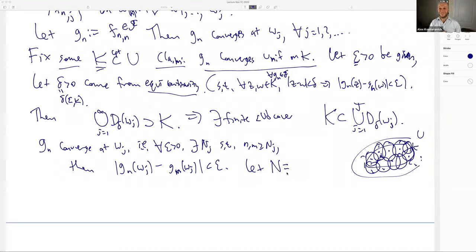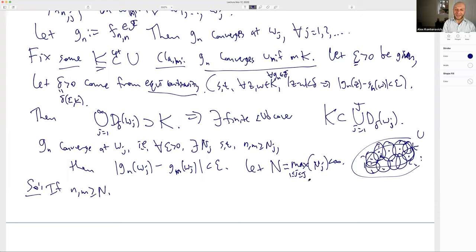So we can let big N be, Birchin, you're saying it, the max of the Nj's as j goes from one to J, which is a nice finite number, which it wouldn't be in general. So now if n and m are bigger than this N, what can we say about uniform convergence on this compact set K? If z and w are in K and |z minus w| is less than delta, wherever z is, it's within delta of some Wj.